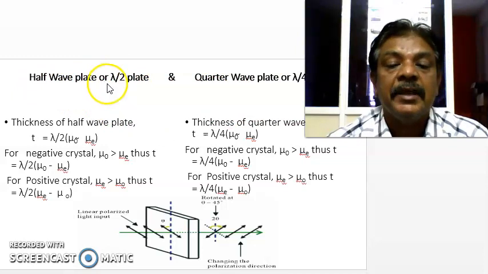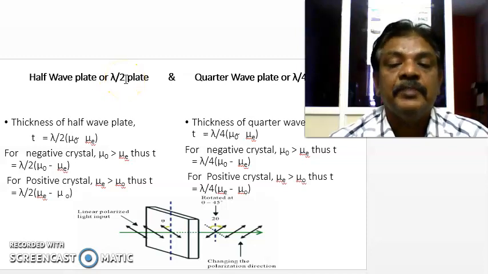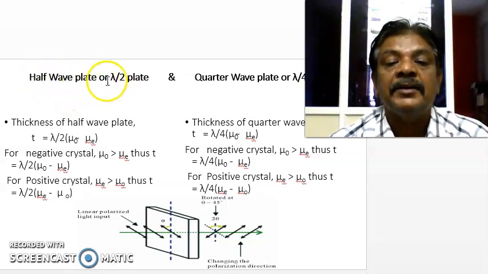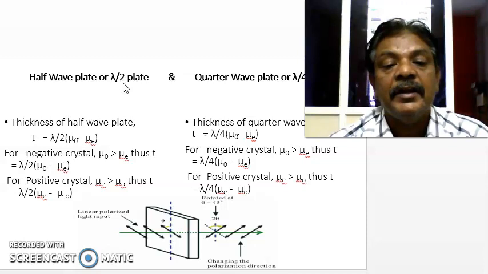A half wave plate is a crystal plate whose thickness is designed in order to provide a phase difference between the ordinary and extraordinary rays of lambda by 2. Lambda by 2 is the path difference. The phase difference is equal to pi. So, half wave plate: wave means lambda, half means lambda by 2. So a half wave plate is a wave plate which produces a path difference between the ordinary and extraordinary rays equal to lambda by 2.